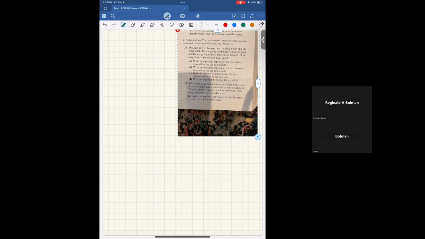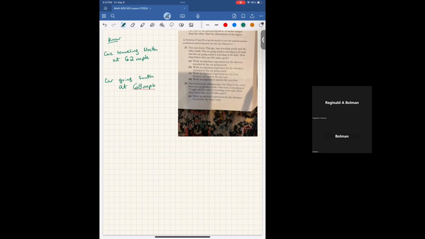So the first question, part A, just says write an algebraic expression for the distance traveled by the car going north. Let's go ahead and identify our variables. In this instance, our known information, what we know: we have one car traveling north at 62 miles per hour. We have a car going south at 68 miles per hour.